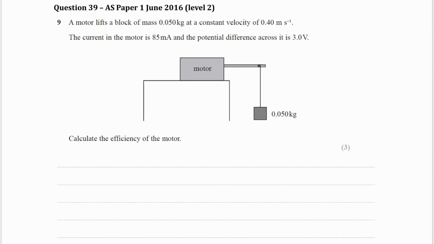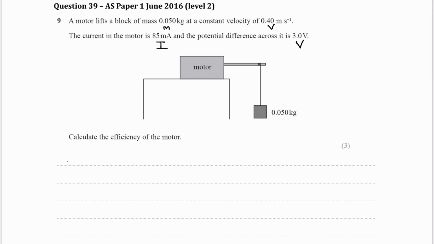So we have a motor that's lifting a block. We're given the mass of the block. We're given the velocity, it's a constant velocity. We're given the current that is passing through the motor and the potential difference across the motor. And we're trying to work out efficiency.